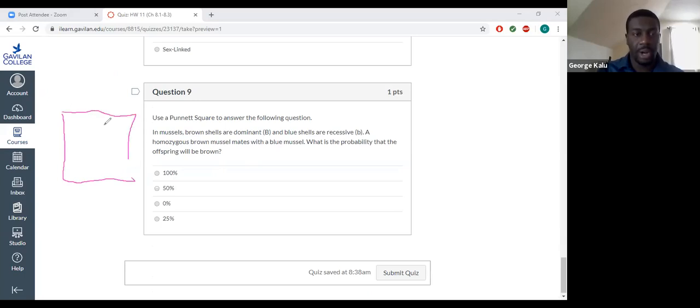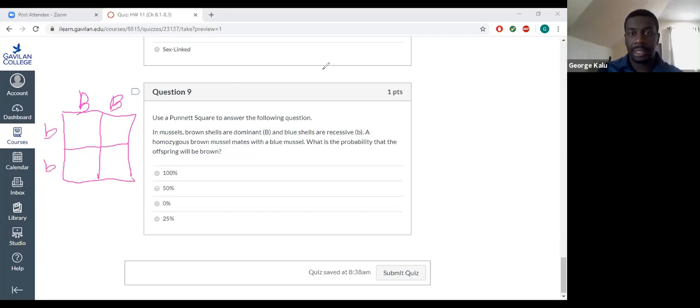Okay, so we have a homozygous brown mussel. Its genotype would have to be big B, big B, right? Because that's the dominant allele. And then it also mates with the blue mussel, which is recessive. So if it's recessive, it has to be little b, little b.